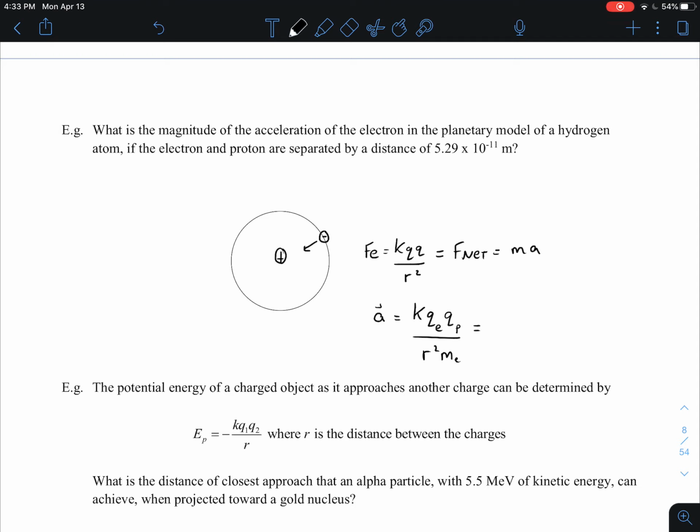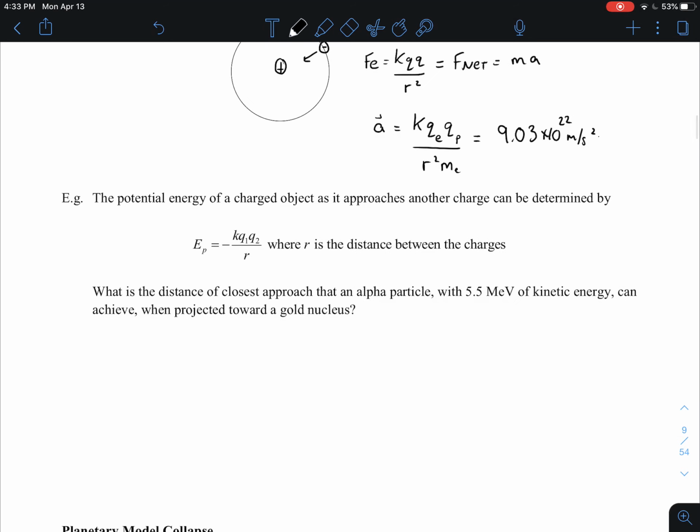So if you guys pull out your calculators, we can do that real quick. So we have our calculator saying 8.99 times 10 to the 9 multiplied by 1.6 times 10 to the negative 19. And then I'm going to square that because it's 1.6 times 10 to the negative 19 for the charge of the proton as well. Dividing it by the radius of 5.29 times 10 to the negative 11, making sure I'm squaring that. And then divided by the mass of the electron, because we're talking about the acceleration of the electron and not so much of the proton. So if I do so, I end up getting an answer of 9.03 times 10 to the 22 meters per second squared.